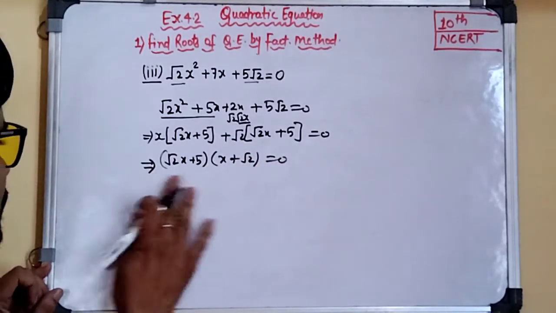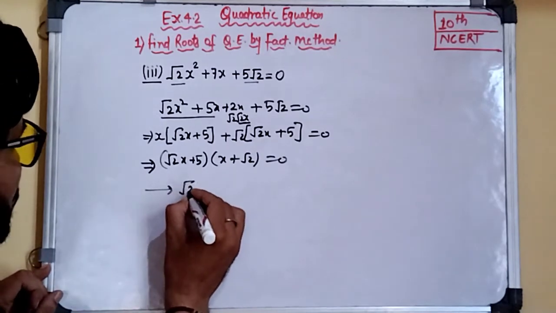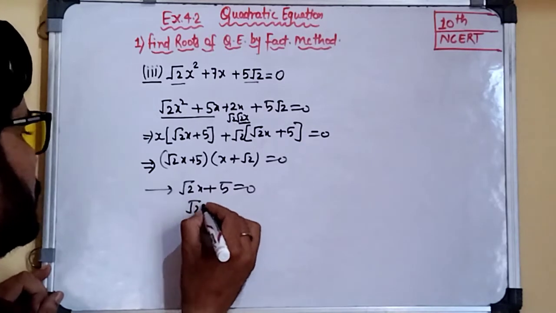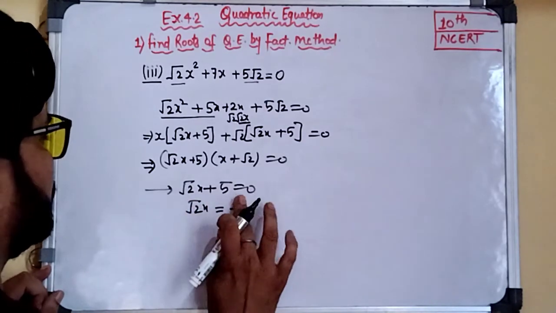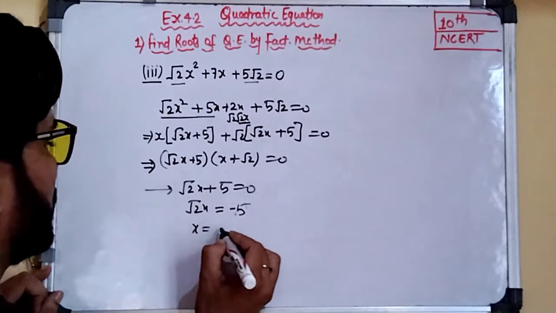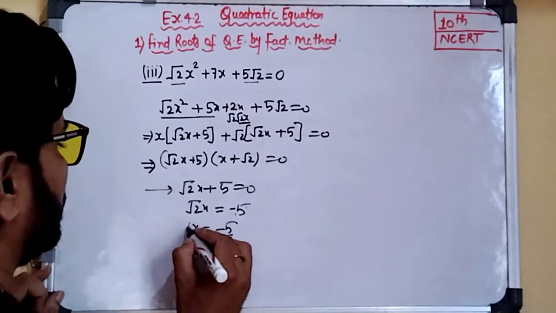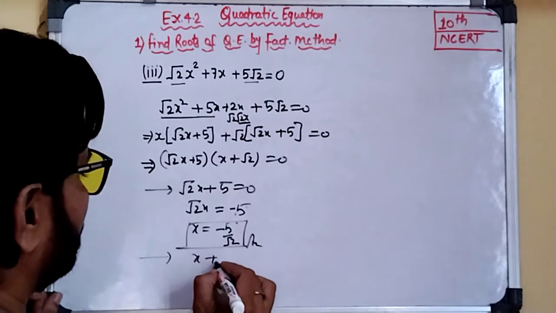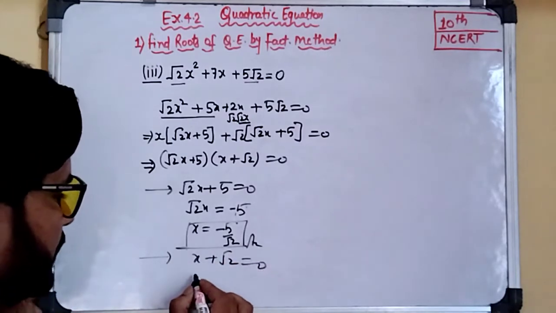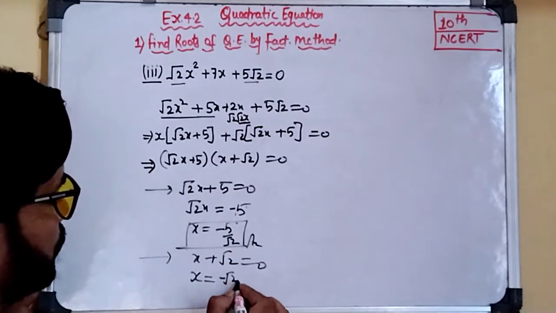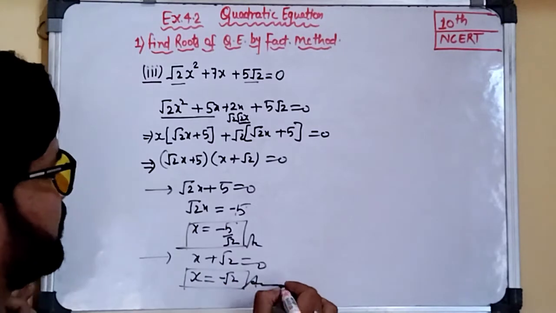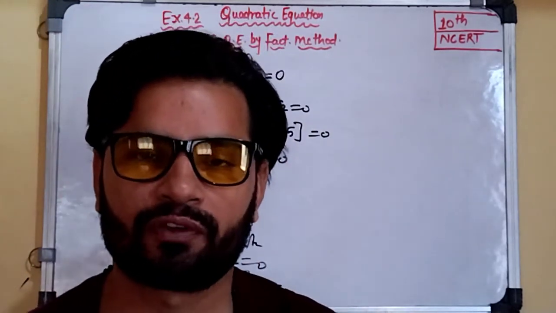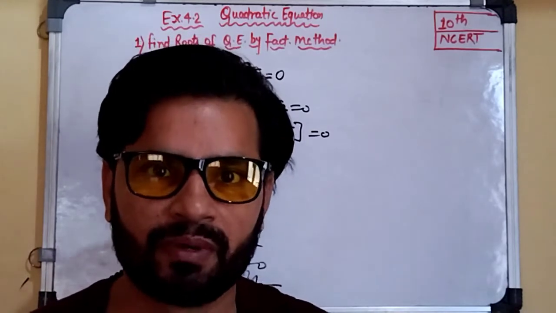Clear? First of all we take root 2x plus 5 is equal to 0, then root 2x is equal to minus 5, and x will be equal to minus 5 upon root 2. This is the answer. Again we take x plus root 2 is equal to 0, then we get x is equal to minus root 2. Okay, and this will be the answer. And this is the method to find the roots of the given quadratic equation by the factorization method, by the method of splitting the middle term.